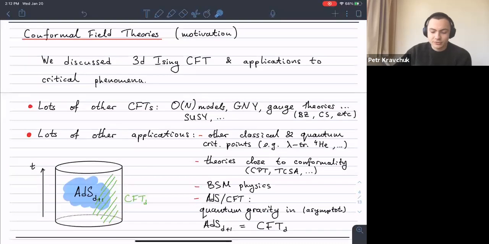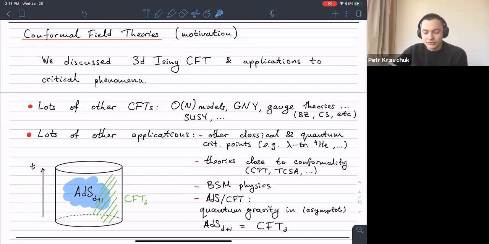This discussion was about 3D Ising and critical phenomena, but there are, of course, many other CFTs. For example, there are O(N) models, which can be constructed in a way similar to Ising, but now with N-component vectors instead of sigma equals ±1. There are, of course, numerous models, various gauge conformal theories, such as Yang-Mills, Chern-Simons theory, etc. There are interesting conformal field theories with supersymmetry, which have very interesting mathematical properties and so on.